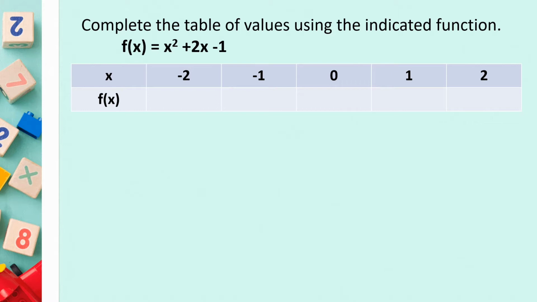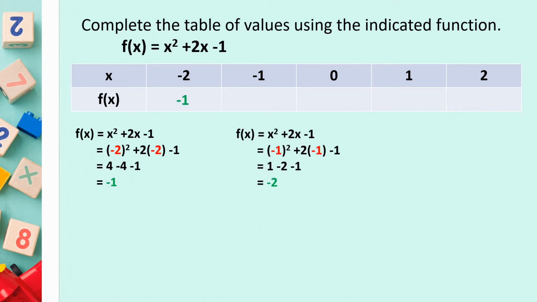So the first value of x is negative 2. Substitute negative 2 to the given equation and we will have negative 2 squared plus 2 times negative 2 minus 1. 4 minus 4 is equal to 0, minus 1 is equal to negative 1. So for x is equal to negative 2, we have f of x which is negative 1.